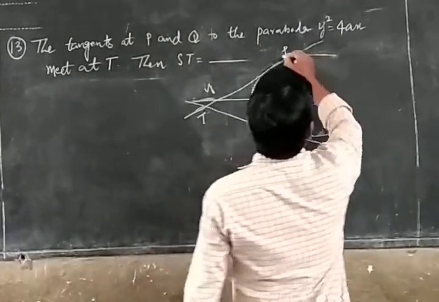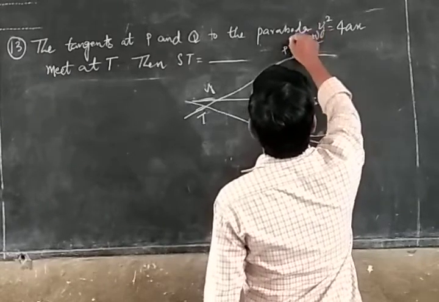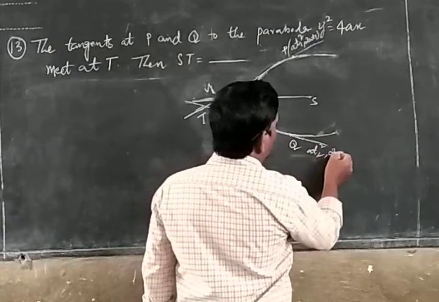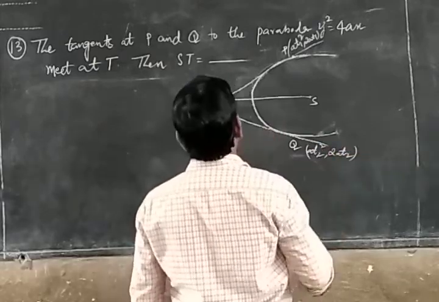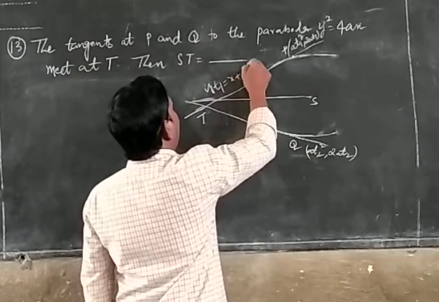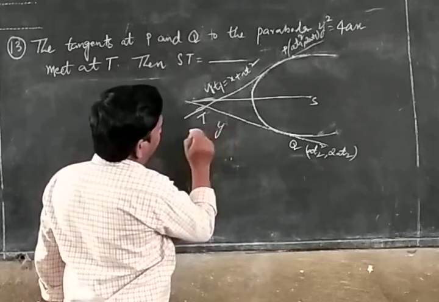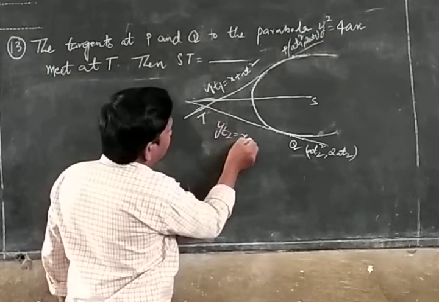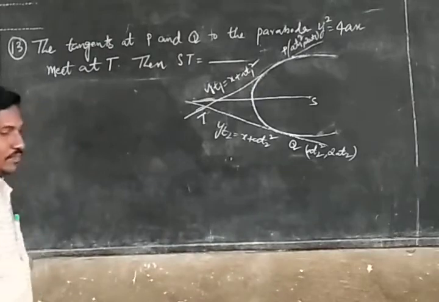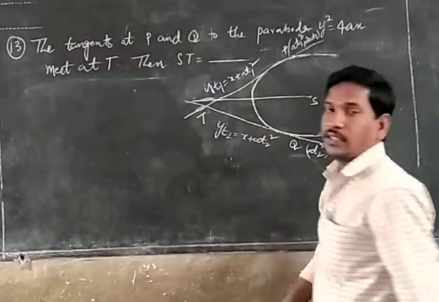Now what is the P value here? P is at1 square comma 2at1. Q means at2 square comma 2at2. Now the tangent is yt1 equal to x plus at1 square. Now this is another tangent, yt2 equal to x plus at2 square. Now the point of intersection of the two tangents, here T.